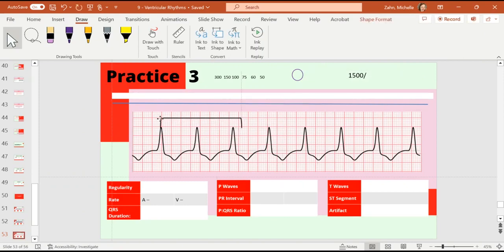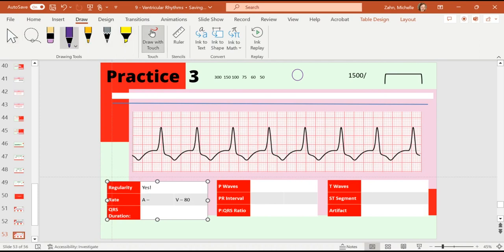Do we have regular R to R intervals? Let's measure, because now we can actually see R to R intervals. That's exciting. So that's one. Yep, that one lines up. That one lines up. That one lines up. So this is regular. Yes, we do have regularity. So what's our ventricular rate? 1, 2, 3, 4, 5, 6, 7, 80. Ventricular rate is 80.